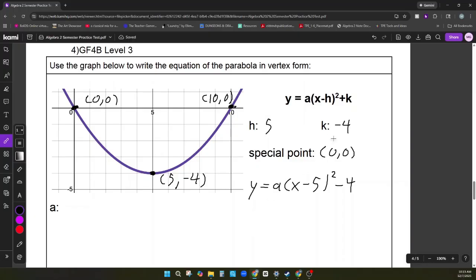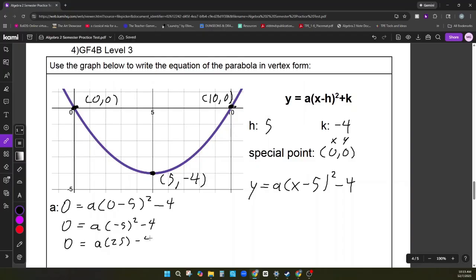Well, I'm going to use my x value and y value for my special point. I'm going to rewrite this as y. Ooh, excuse me, I'm not going to use y, because I now have a y value, which is 0, equal to a times 0 minus 5 squared minus 4. Give me 0 equal to a times -5 squared minus 4, which as I continue simplifying, is going to give me 0 equal to a times 25 minus 4.